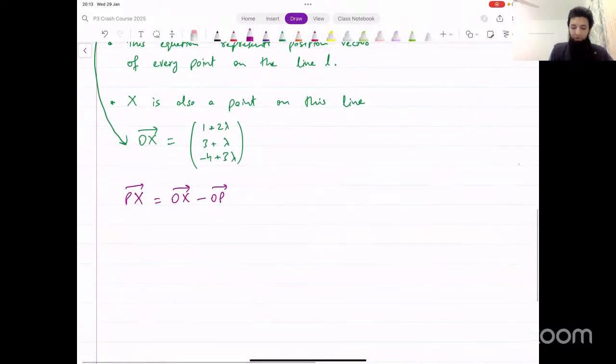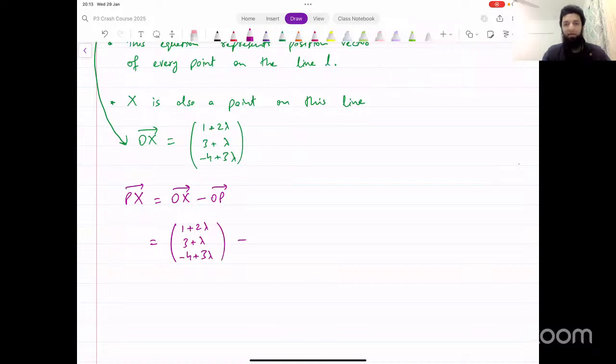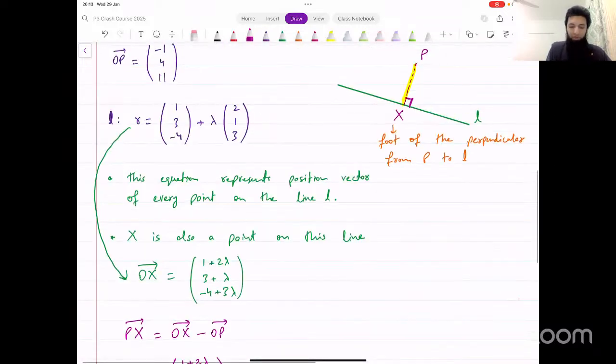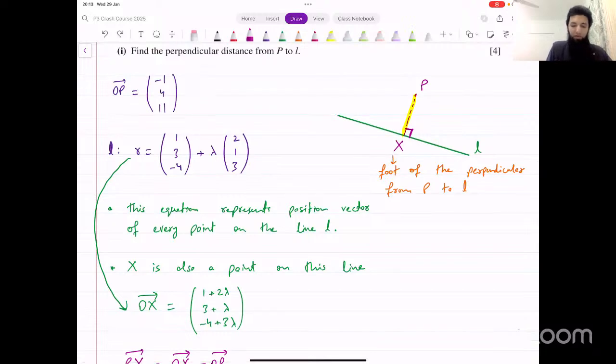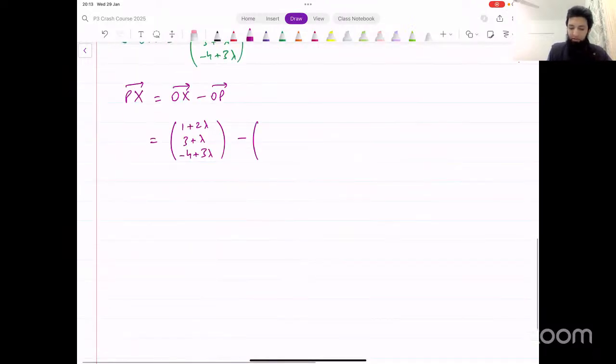Now, we know OX already. We have written that above. 1 plus 2 lambda, 3 plus lambda, minus 4 plus 3 lambda. This is OX. We subtract from this OP, that's given in the question, minus 1, 4, 11. Let's write that here. Minus 1, 4, 11. The vector Px turns out to be this.